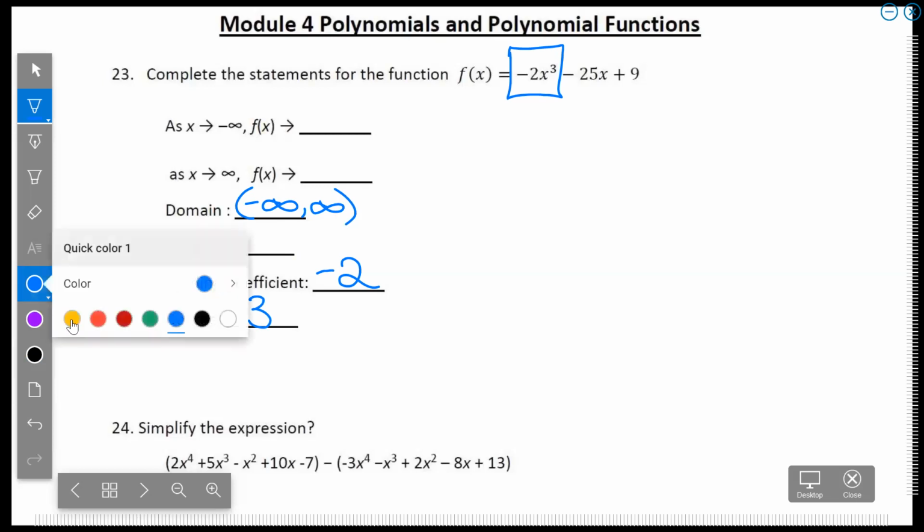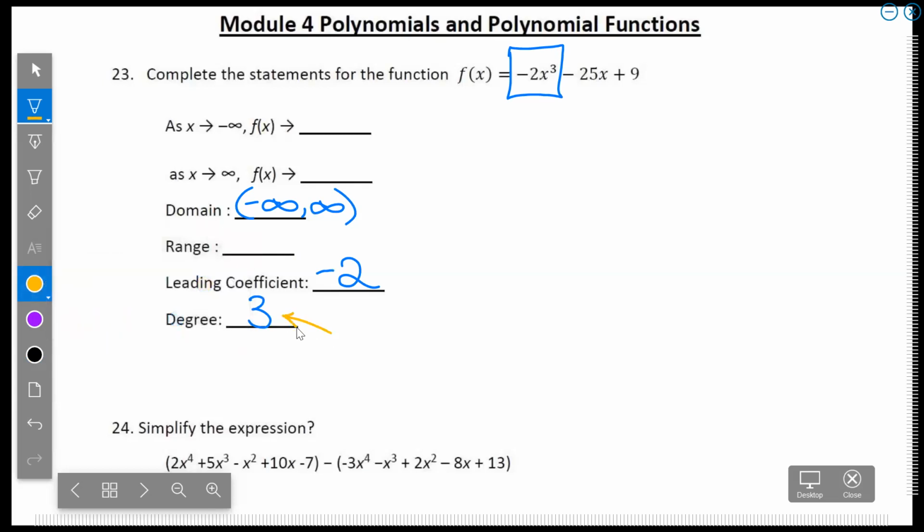You told me that we have a degree 3 polynomial. What does that tell me about my ends? Ends go opposite ways. Well, if one side points up and one side points down, or even if I flip it around the other way, my ends are going opposite ways, right? What's the lowest it ever goes? Negative infinity. What's the highest it ever goes? Positive infinity. So my range would be negative infinity to positive infinity also, because my ends go opposite ways.